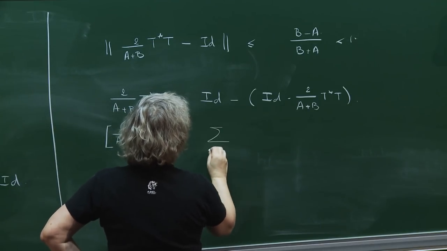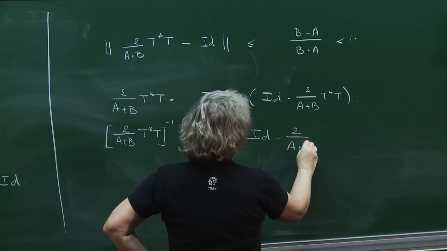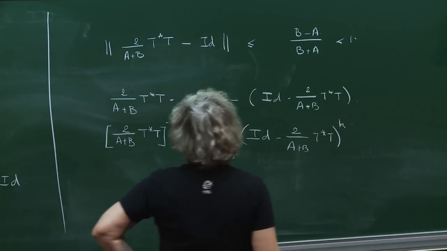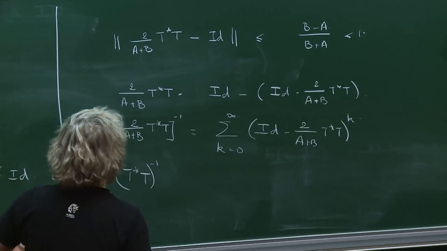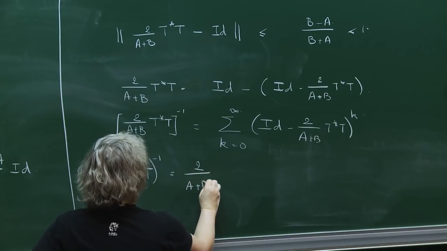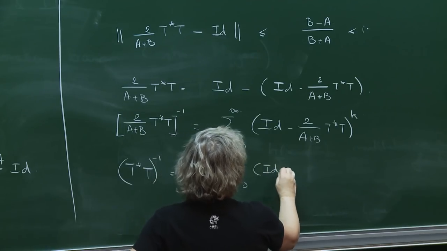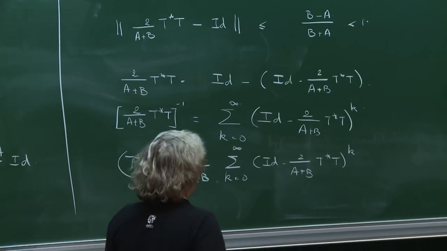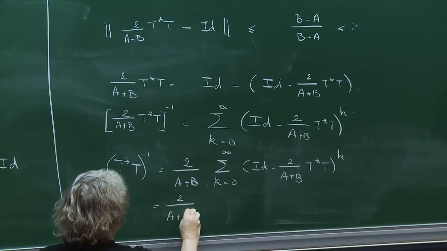By using the standard formula for things that are close to the identity operator. This is small, so identity minus it is just invertible. And so that gives us that T star T is a nice invertible operator, as we could have expected. And we get that it's 2 over a plus b times this, which gives us actually a very, very fast algorithm, because you can rewrite this as a sum of dyadic powers.